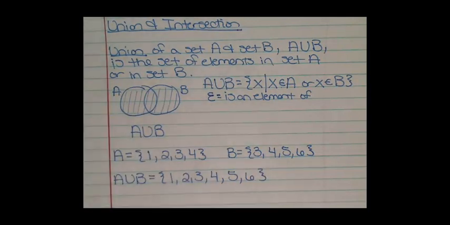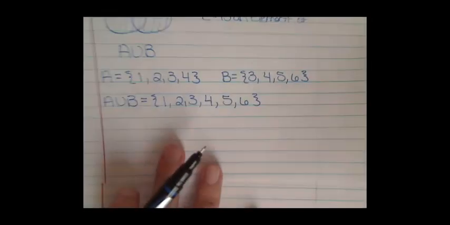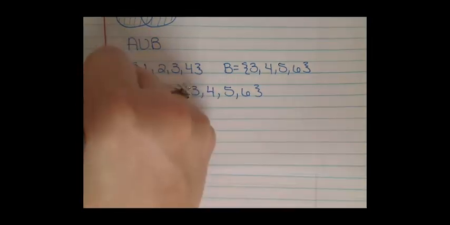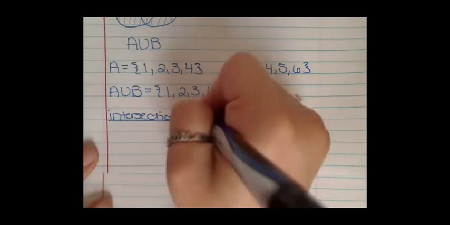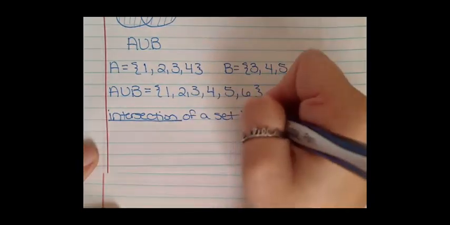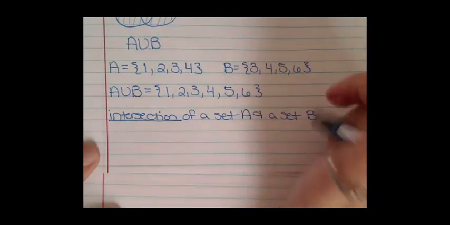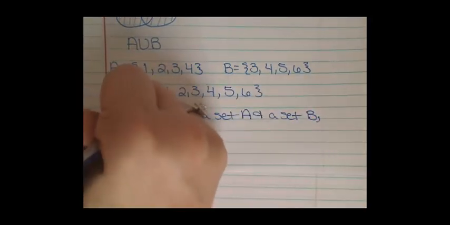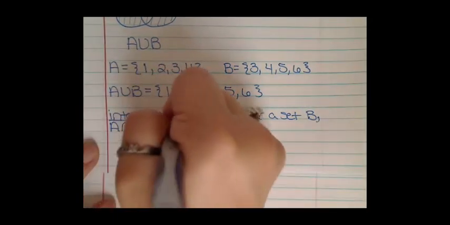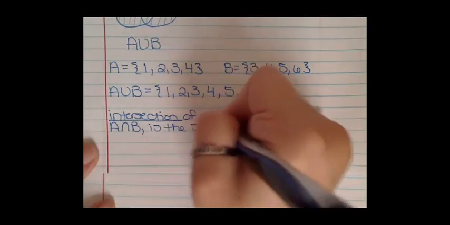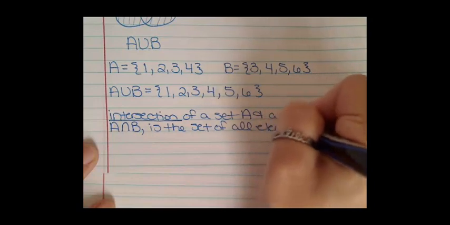Alright, so let's do intersection. The intersection of a set A and a set B, which is also seen as A and then kind of like the upside down U, B, is the set of all elements that are in both sets A and B.